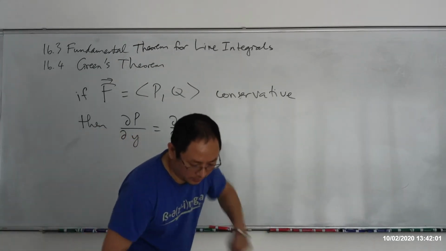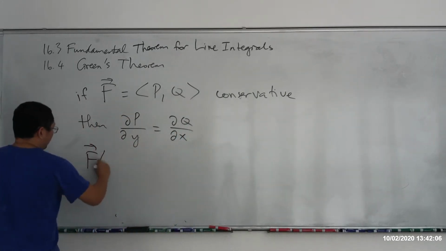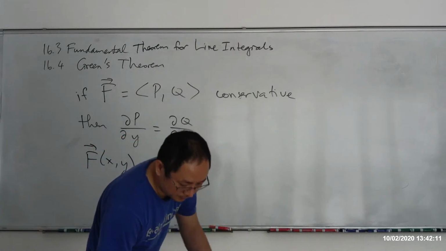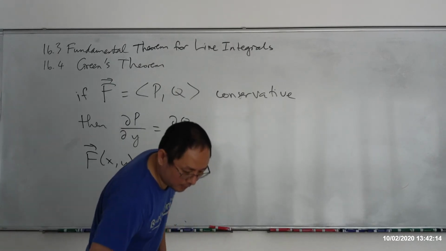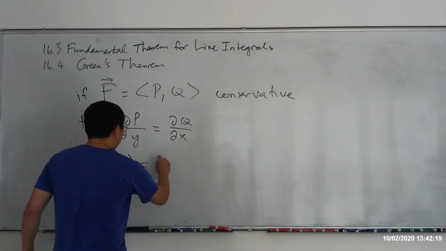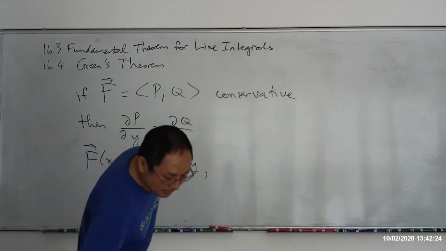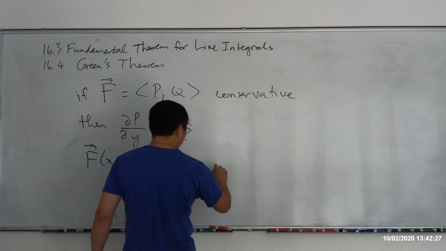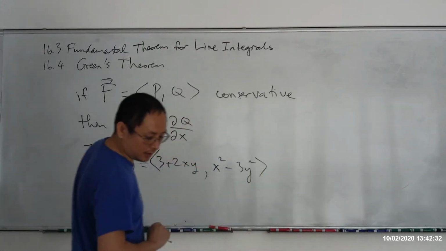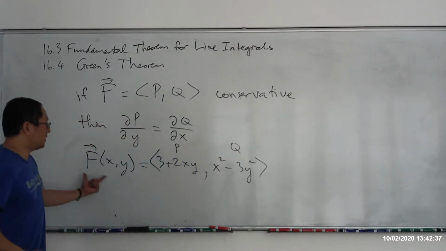So let me give you an example. Okay, how about this? Example: F of x, y is equal to 3 plus 2xy, comma, x squared minus 3y squared. Let me double check, see if I copied it right. Yes, okay. So this is my P right here, and this is my Q right here. A question: is that conservative?